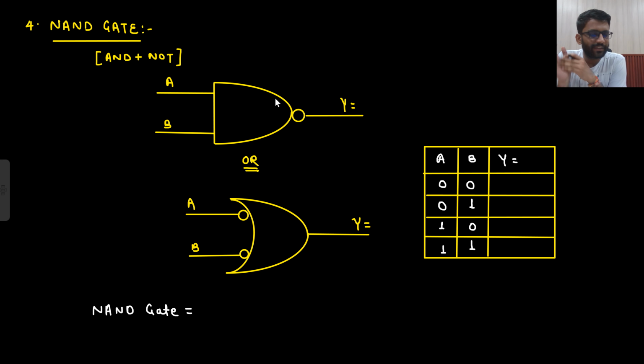Hi everyone. So in the last lecture we were studying basic gates, right? We studied AND gate, OR gate, NOT gate, and buffer. Now we are going towards the universal gates.